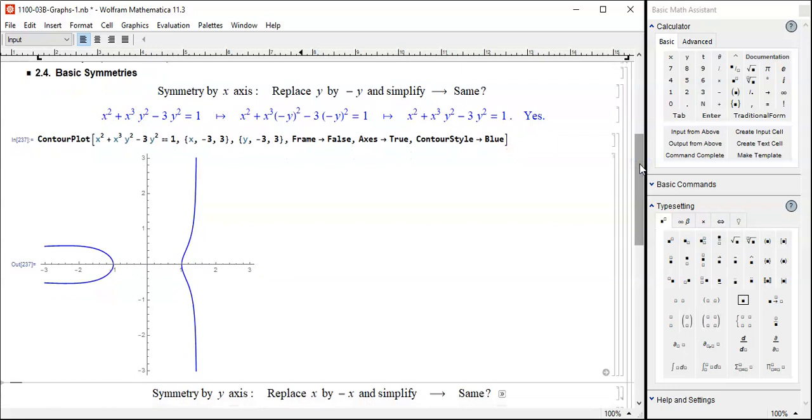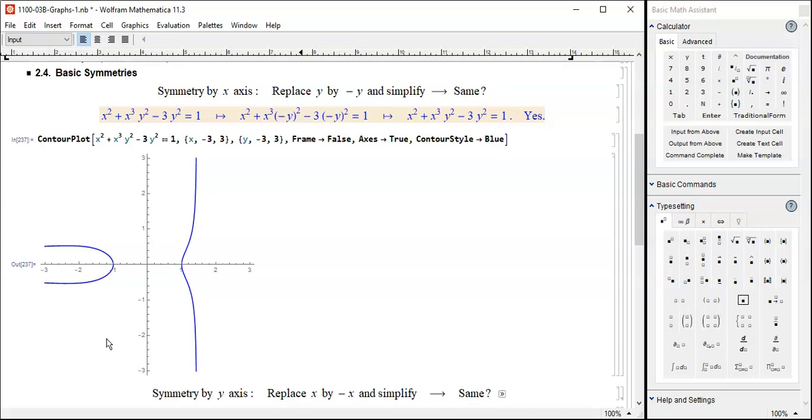Look at the graph of this equation: x squared plus x cubed y squared minus 3y squared is equal to 1. Okay, we have an equation with two variables, x and y, and we have these two curved pieces. And do we have symmetry? Obviously, it has symmetry with respect to the x-axis.